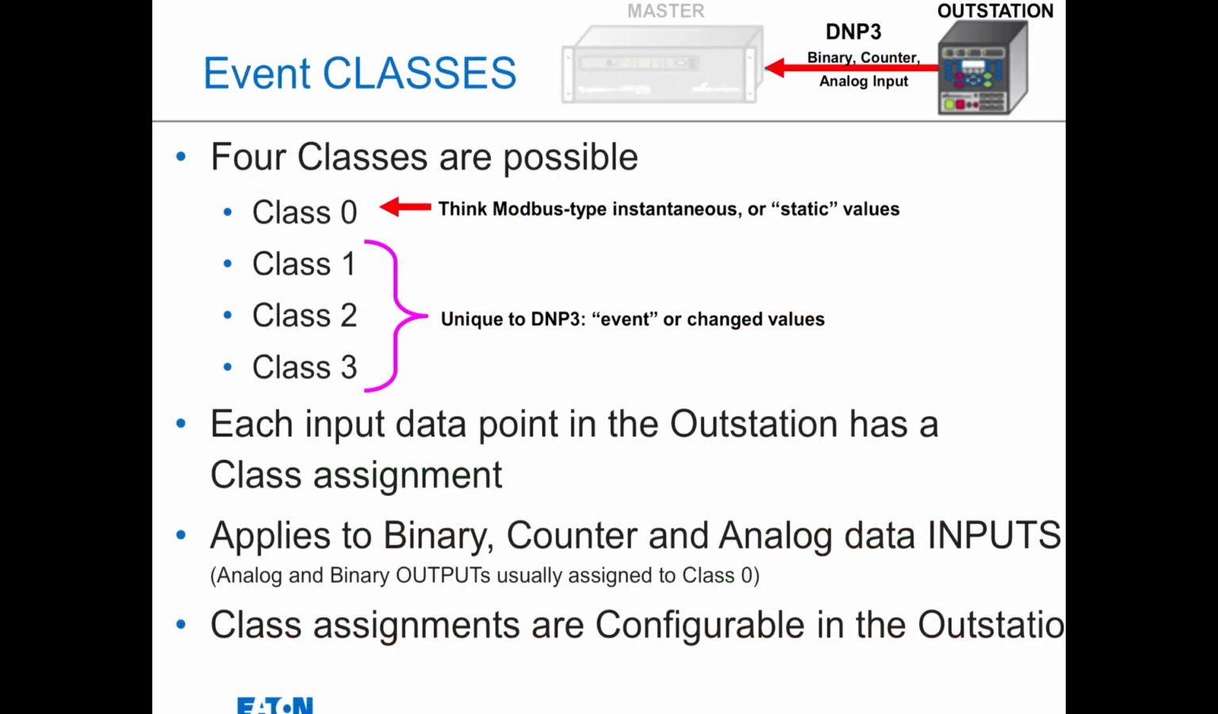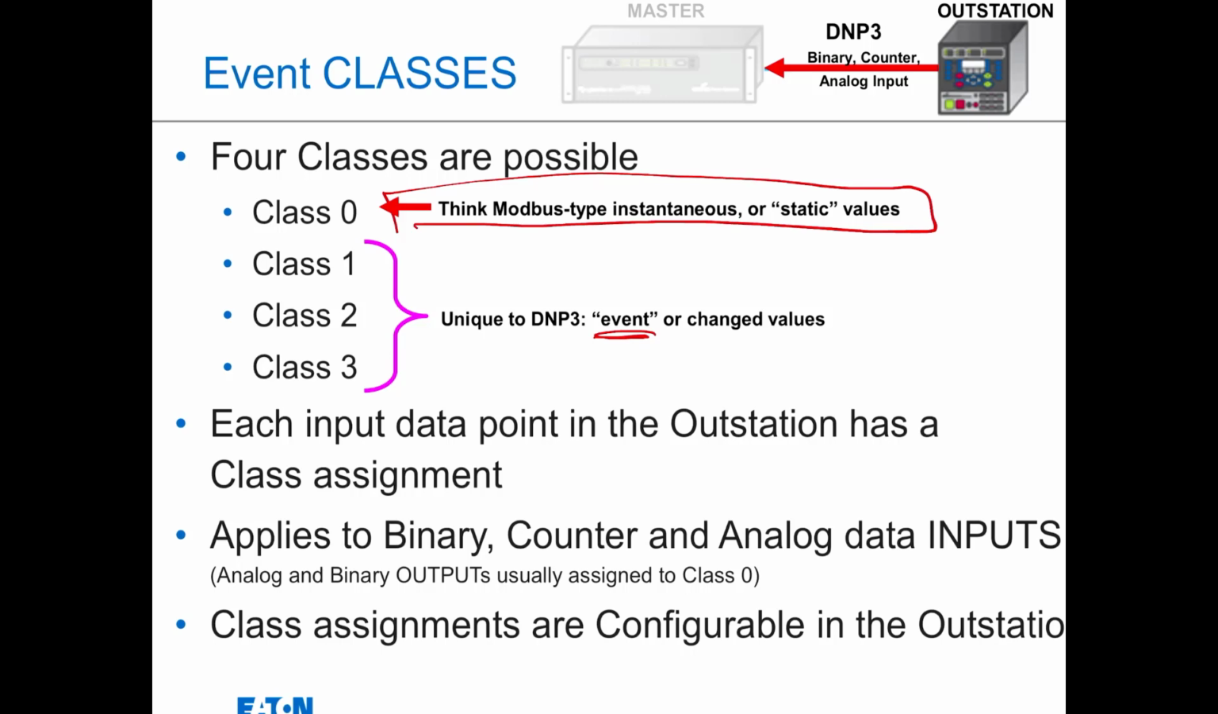Remember, class 0 is our instantaneous values. That's really a limitation of Modbus. It can only work with what is class 0's equivalent, and that is just all of the real-time or static values. When it comes to DNP, of course, what's unique is that we can use our class 1, 2, 3 data polls and just get event data.